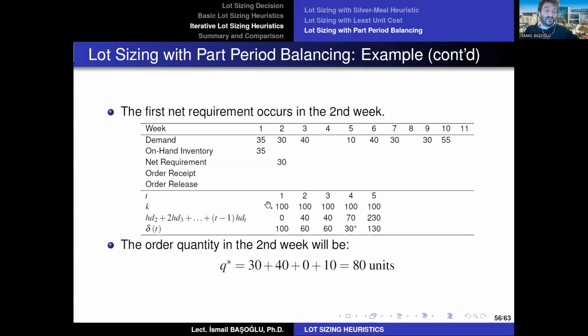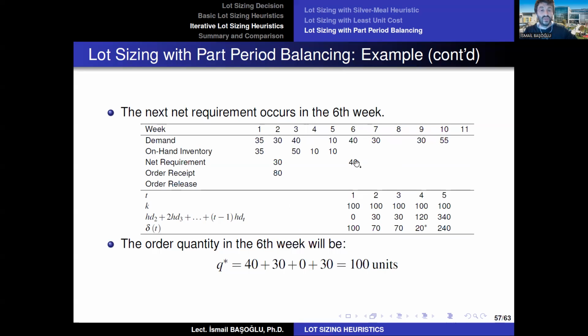So the order receipt that is to be planned in the second week should be 8 units, which means in the 6th week, I have another net requirement. Okay. So if my order here spans the requirement of this period only, then there will be no inventory carrying cost, but only a fixed ordering cost. The difference between these two is 100.